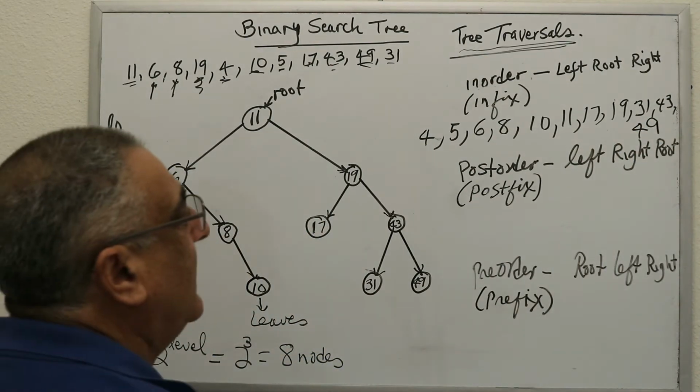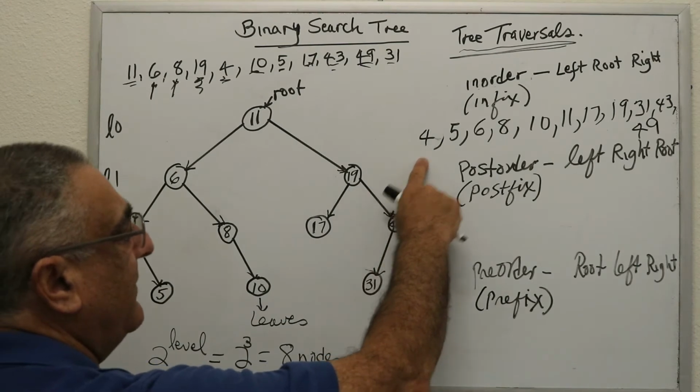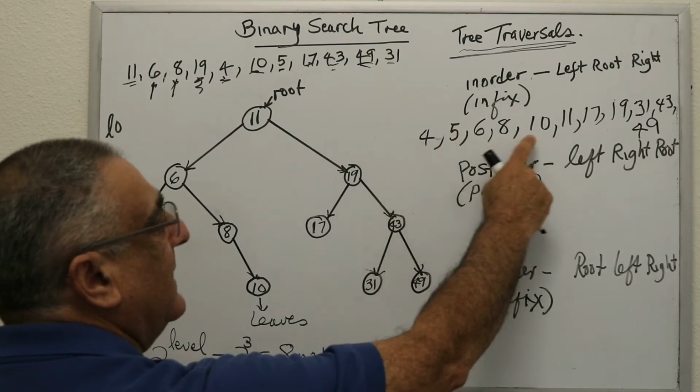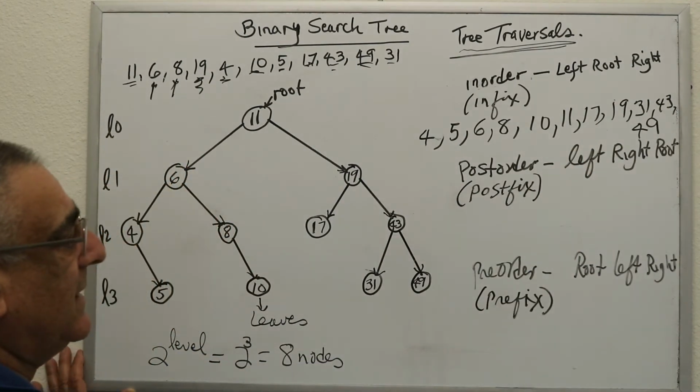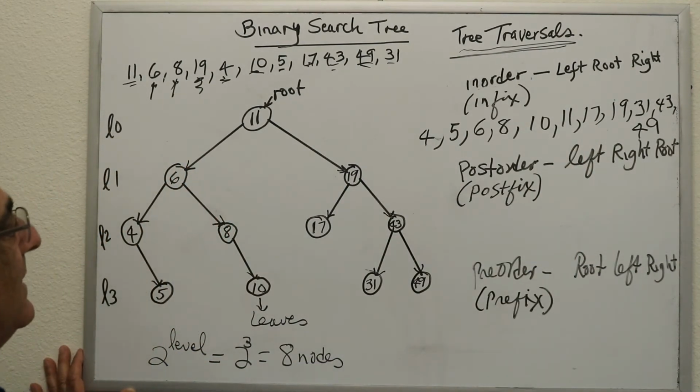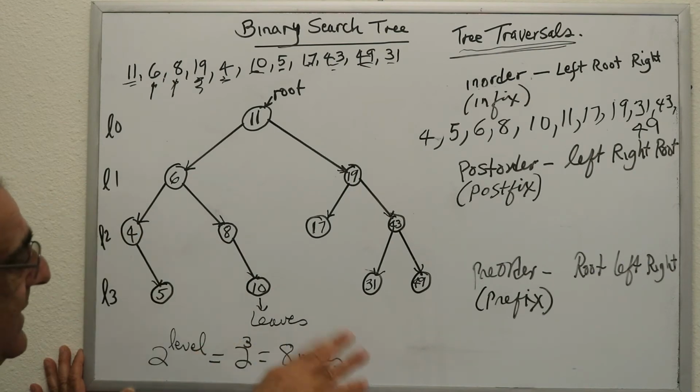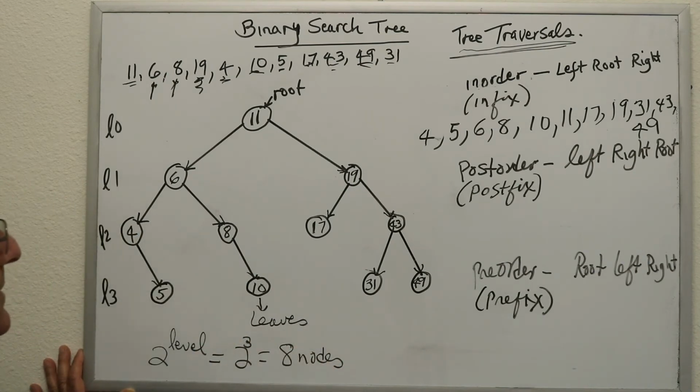So if you look at the in order traversal, it's 5, 4, 5, 6, 8, 10, 11, 17, 19, 32, 43, and 49. That's how, if you have to trace it. I mean, if you look at the code, it's really straightforward.